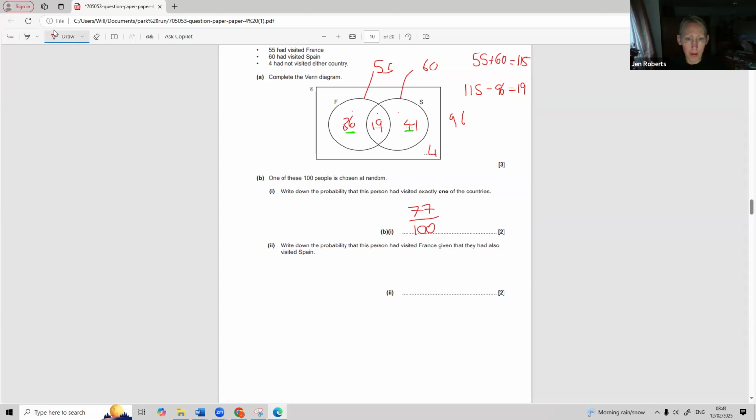Okay, so write down the probability this person had visited France, given they had also visited Spain. So we know this person's visited Spain, so it's out of 60 people. What's the probability this person had visited France? Well, these 19 people out of the total of the Spain visited France, so it's 19 out of 60.